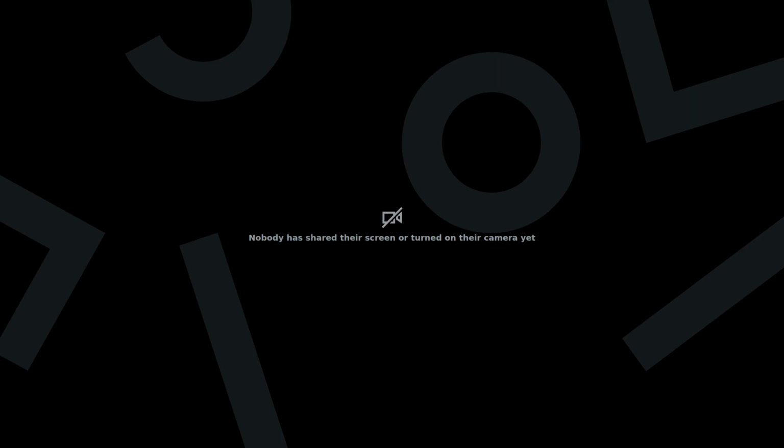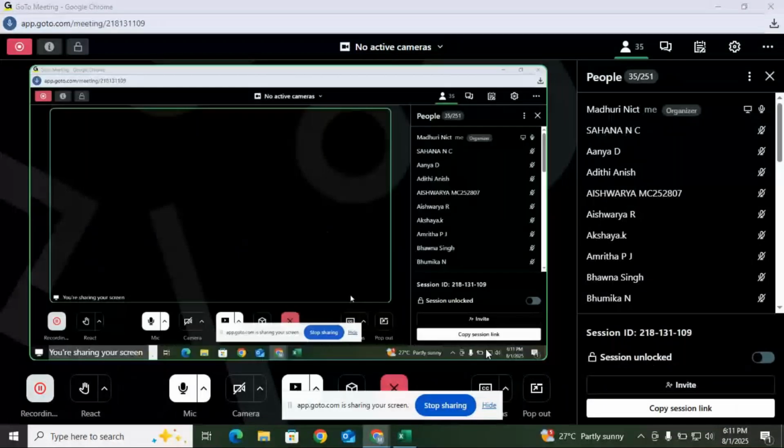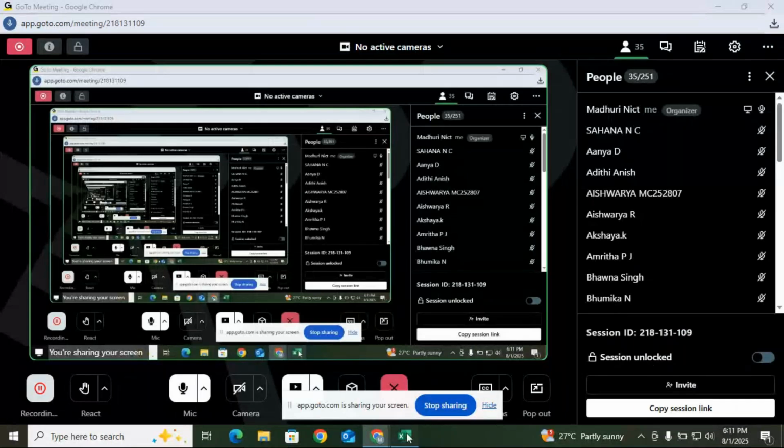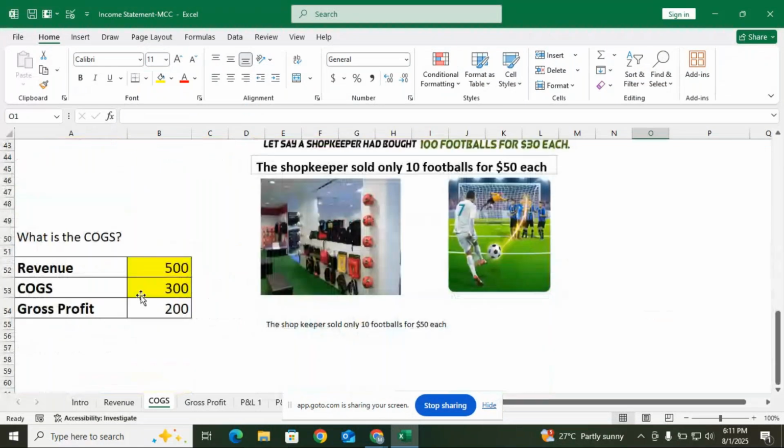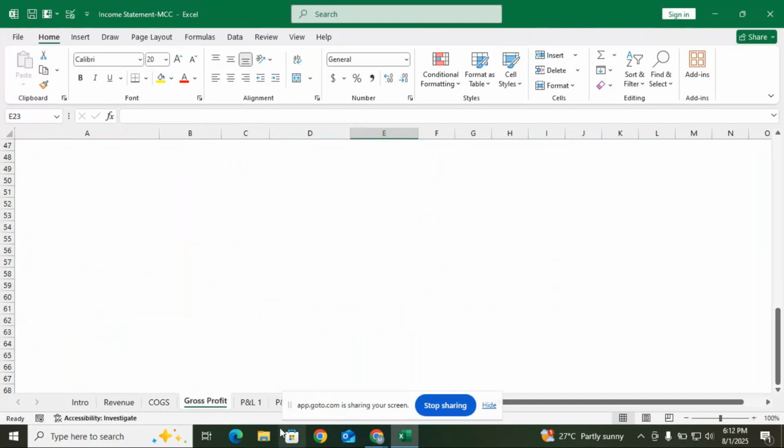Okay, so please open your Excel file. Let me share the screen with you. Right, so we had done the cost of goods sold. I hope till here you all don't have any doubts. Okay, so now we are going to start with the GP, which is your gross profit.